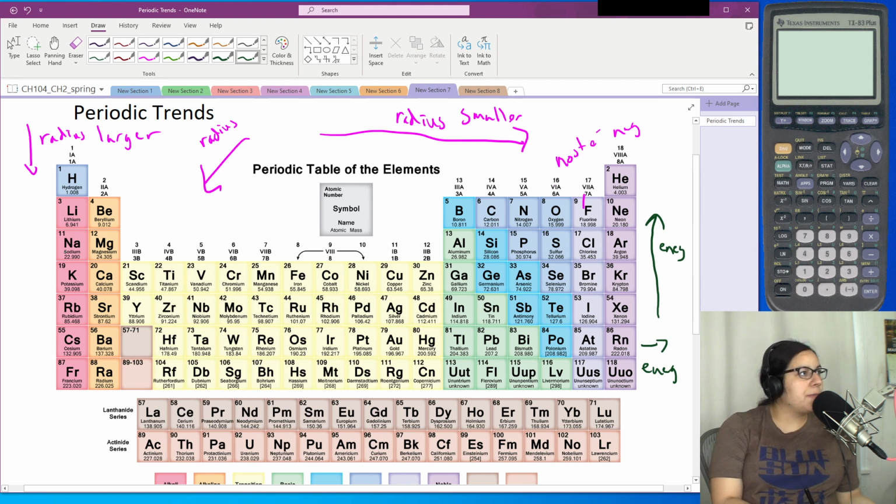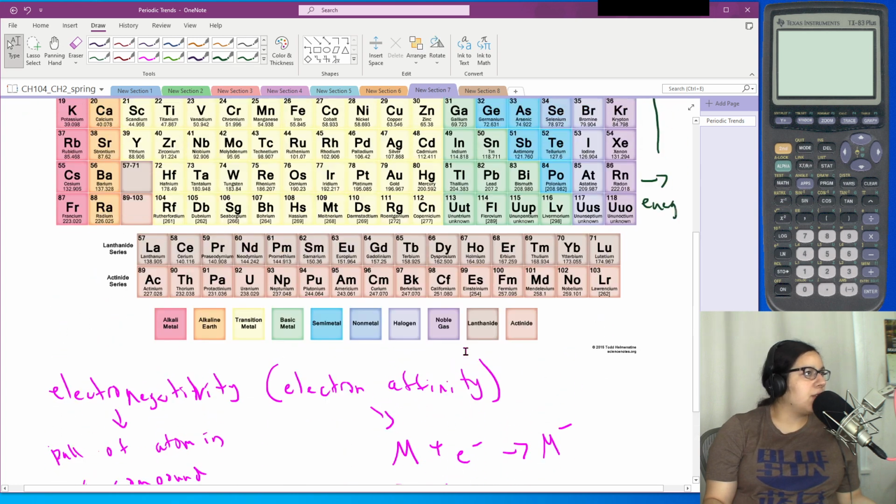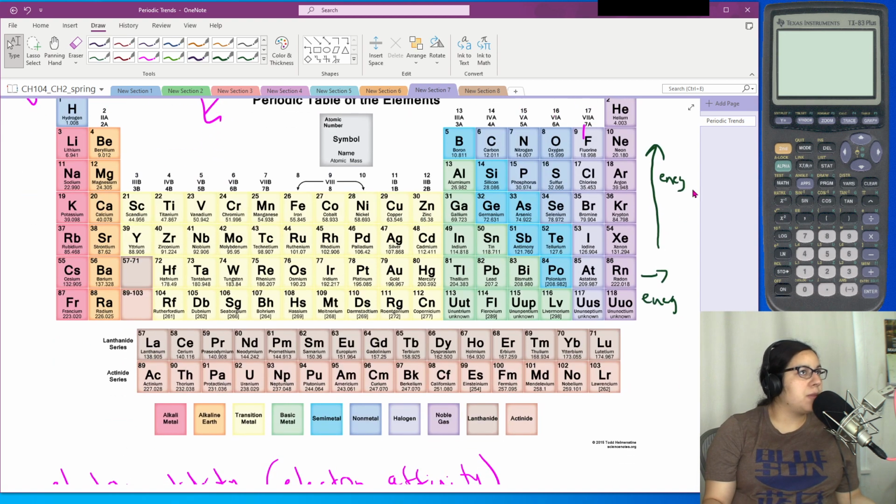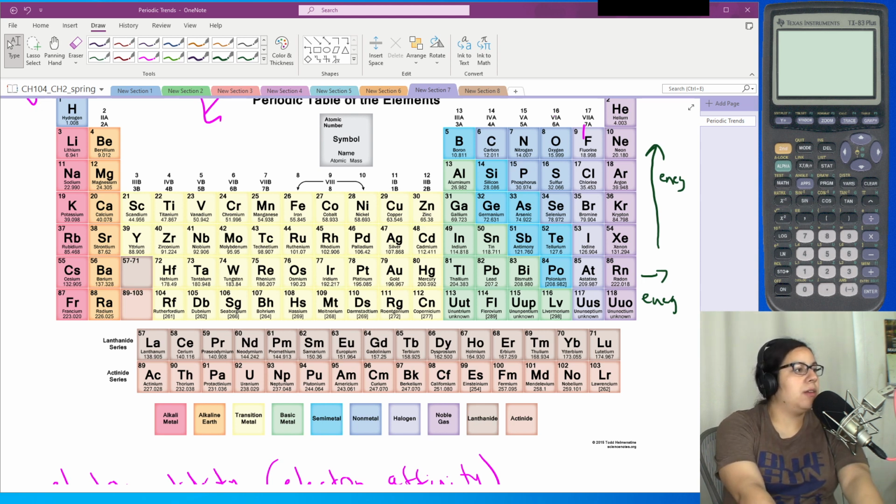So over here, your alkali metals are going to have a pretty low electronegativity. That makes sense. They don't even want an electron. We're going to find that these are actually going to lose electrons and give them up to these elements with high electron affinities. So any questions about those?